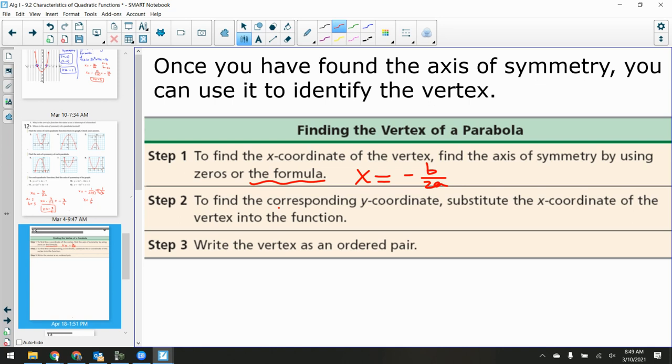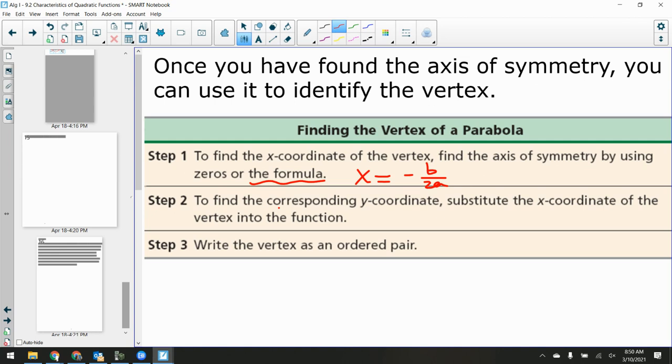To find the y-coordinate, you substitute the x-coordinate of the vertex into the function. Because we know, I reinforced it yesterday, the x-coordinate of the vertex is the axis of symmetry. The vertex has to lie on the axis of symmetry. So that means x equals that number. That's why I've been saying so long, x equals, x equals, x equals. That x-coordinate is the x-coordinate of the vertex. So step two is basically just take that x-coordinate, plug it into the equation to see where it comes out, and then the last step is to write it as an ordered pair.